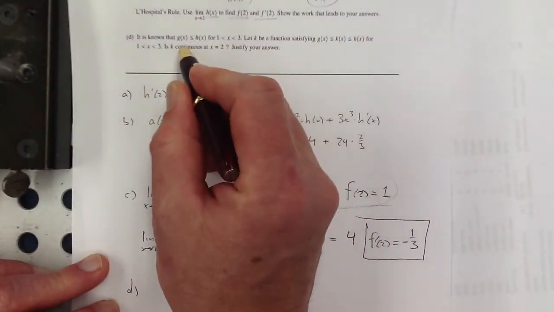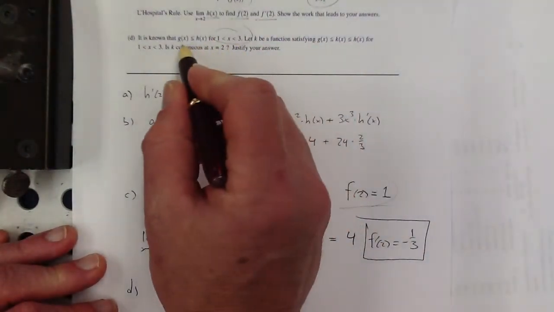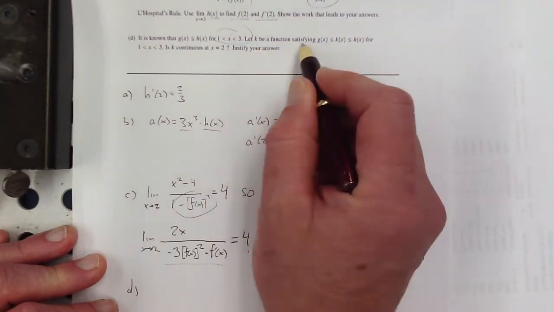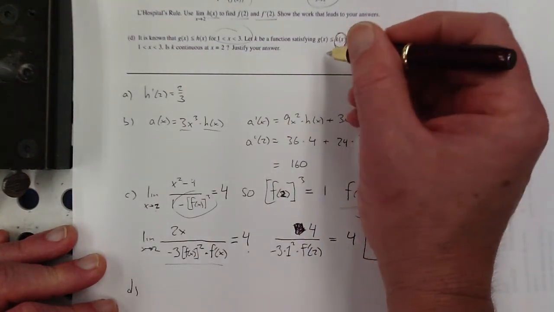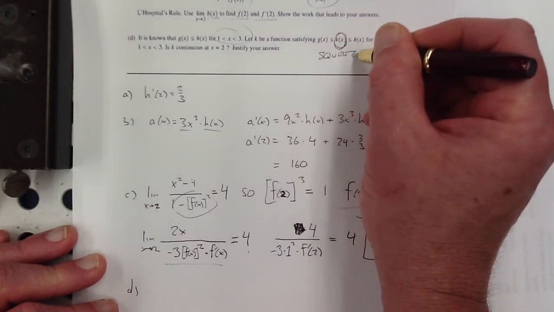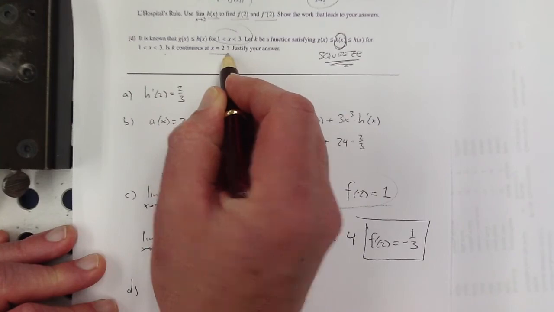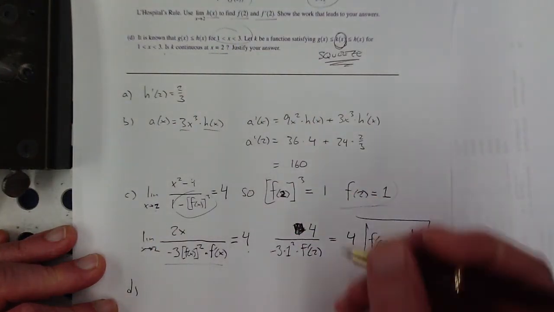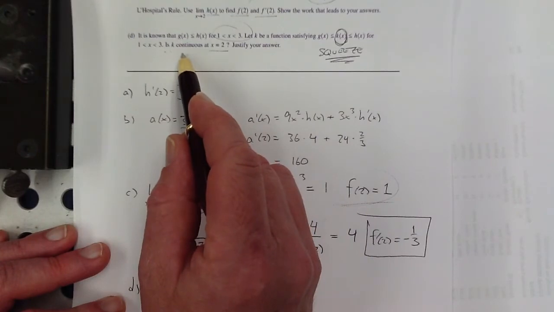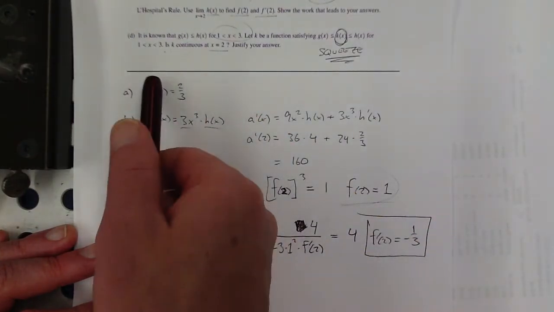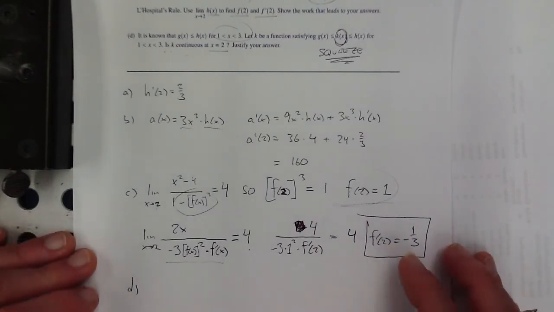It is known that g of x is less than h of x for values between 1 and 3. Okay? And let k be a function satisfying it's in between those. So is this like the squeeze theorem, or sandwich theorem it's sometimes called? Is k continuous at x equals 2? Okay. Well, is k continuous at x equals 2? I think that it has to be because of the squeeze theorem, right?